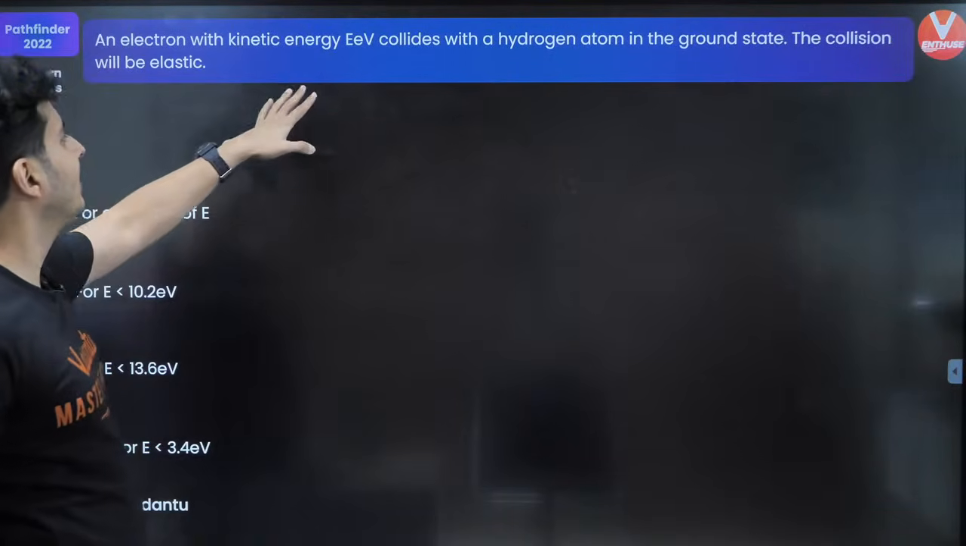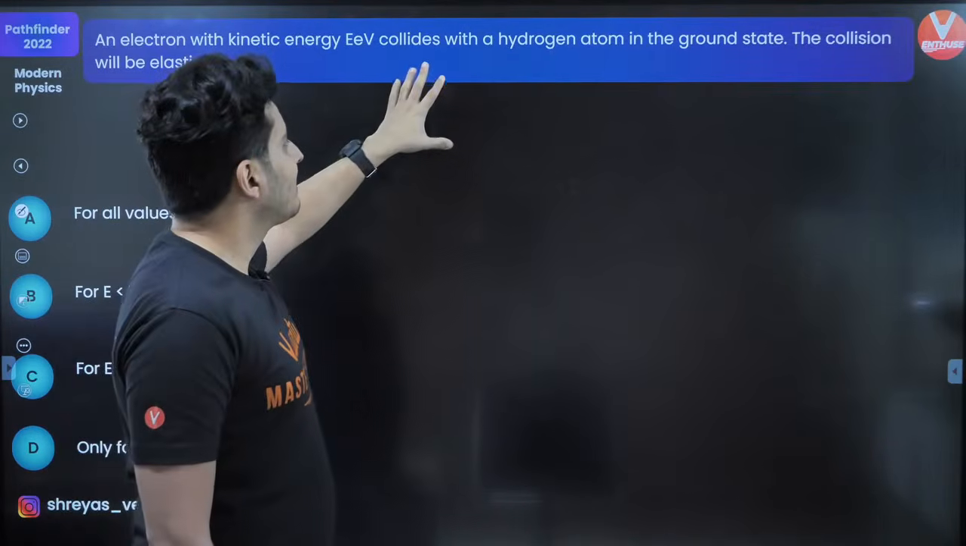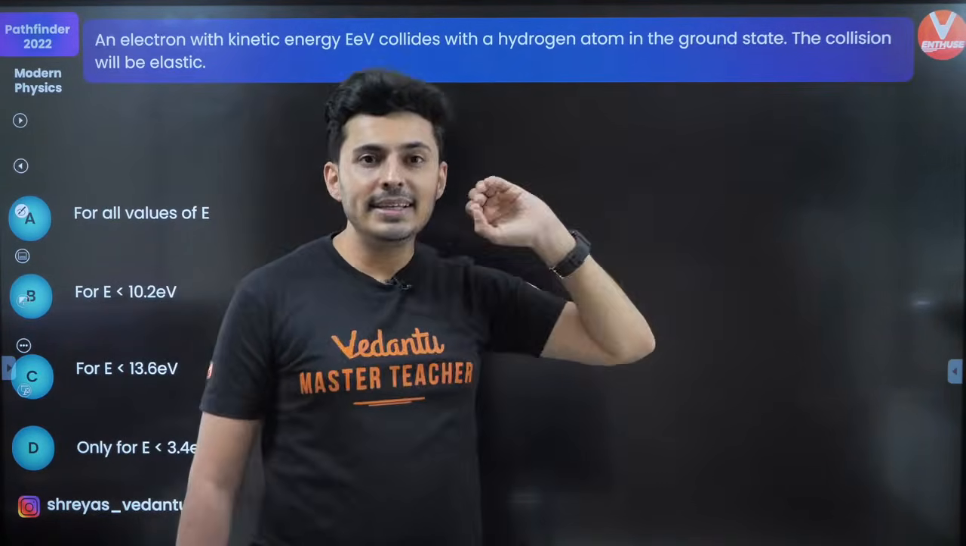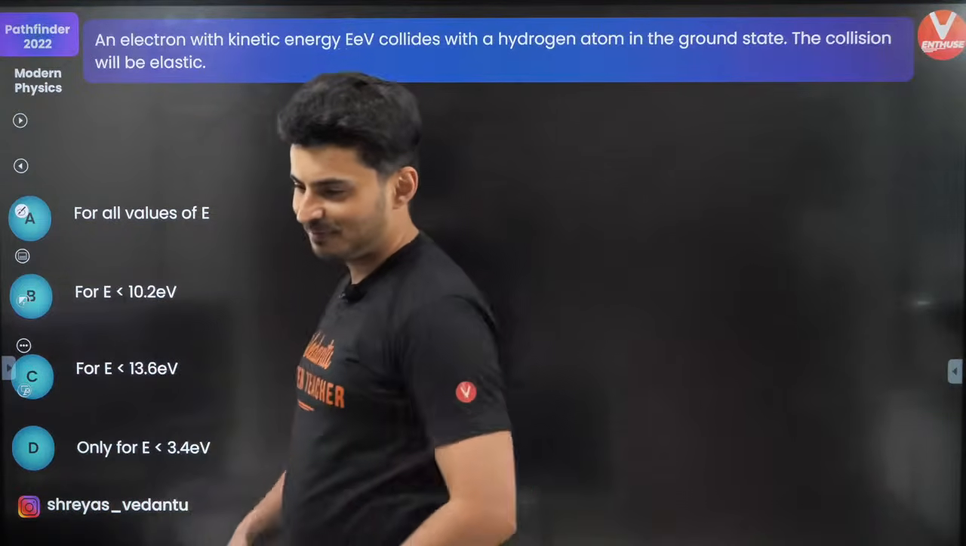An electron with kinetic energy E electron volts. What is E? I don't know. Collides with a hydrogen atom in the ground state. The collision is elastic. Wow, what a question. Collision is elastic if.